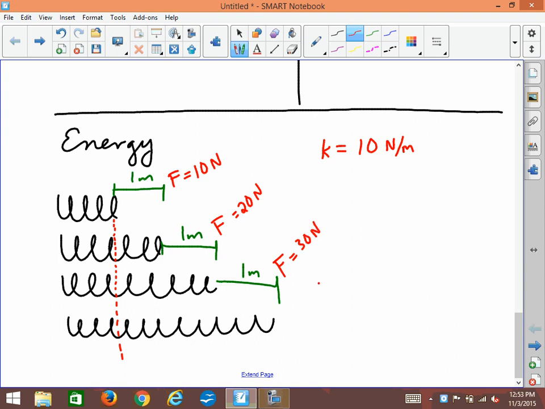And you can see what would happen. If we continued this on, we would get 40 newtons, and then 50 newtons, and 60 newtons, and so on, for every meter we stretch it. That's what 10 newtons per meter means. Let's draw a graph of that.